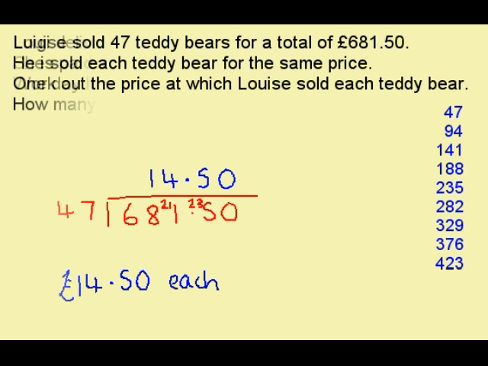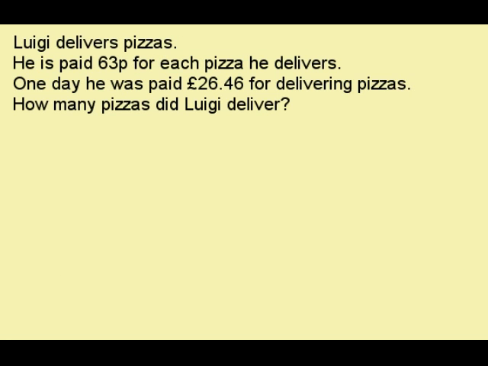Here's a second exam question for you. There is a difference here. This amount is in pounds and this amount is in pence. So to be able to do this question, you need to change this to pence. What you'll be doing is 2,646 divided by 63. Press pause and have a go at it. When you're ready for the answer, press play. Here's the answer.